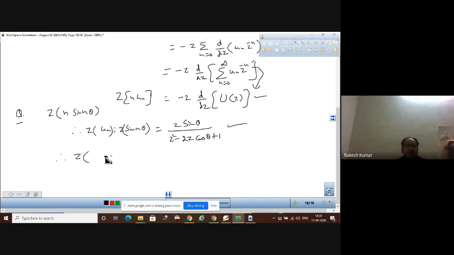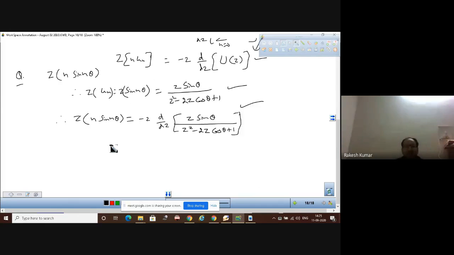Now we can apply this rule, and by this rule we will be able to calculate or compute the Z transformation of n sine n theta, which will be minus z d/dz of z sine theta upon z square minus 2z cos of theta plus 1. So what does it mean? You just need to find out the derivative of this function and get the result. So it's very important to find out. Let us find out its derivative.